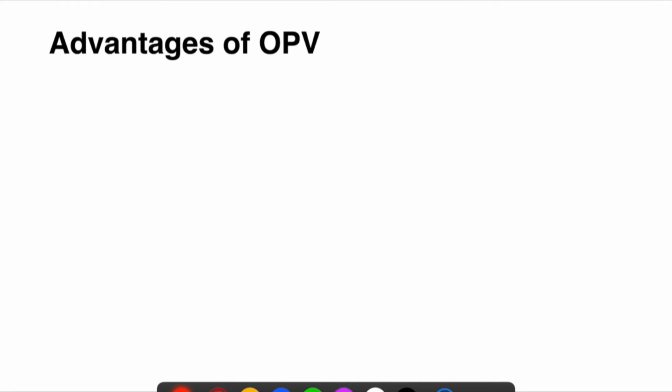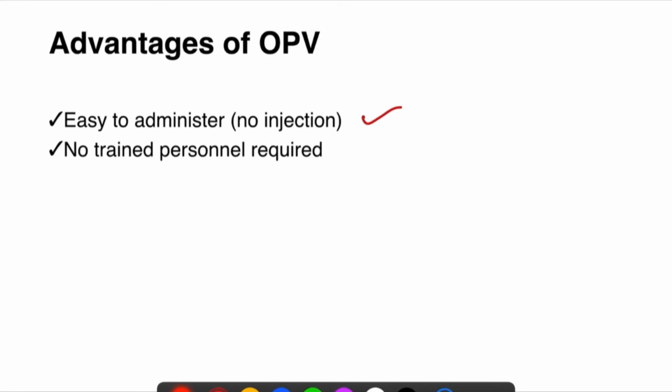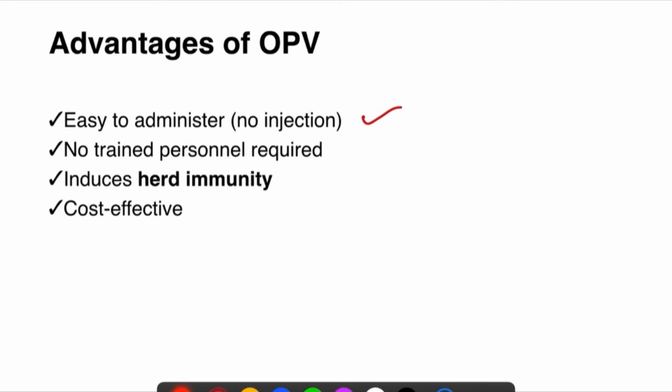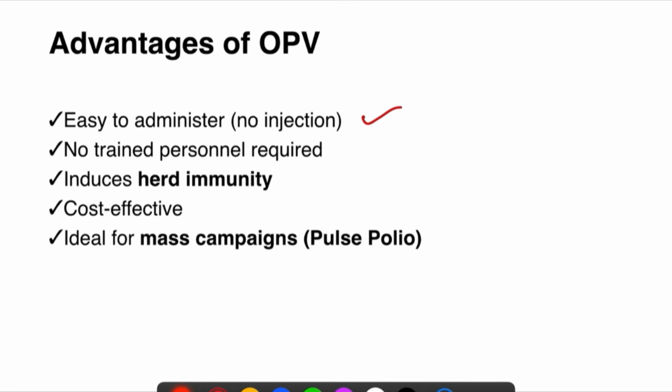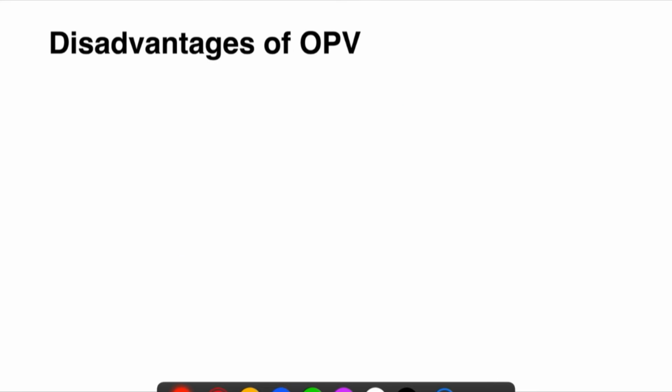Coming to the advantages of OPV vaccine. Since it is an oral vaccine, no injection is required. It is easy to administer. There is no need of trained personnel. It induces herd immunity, and it is cost effective. It is ideal for mass campaigns.